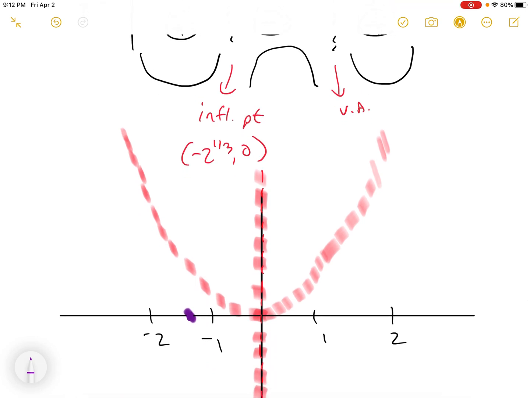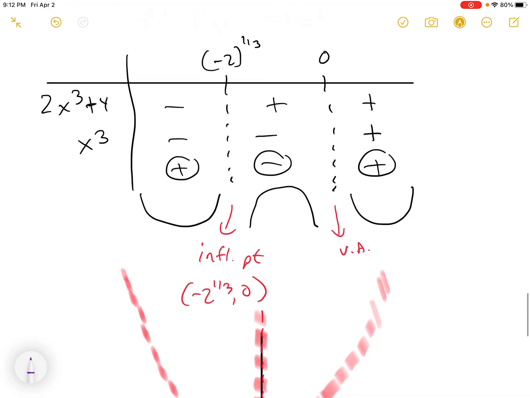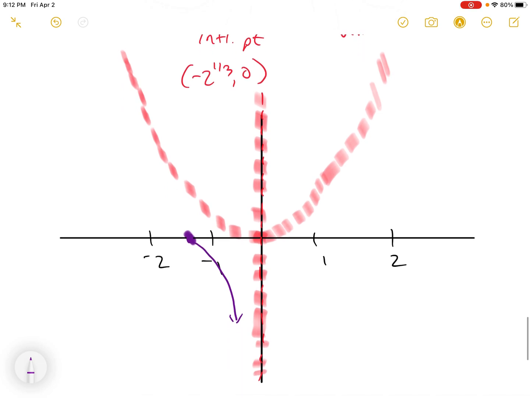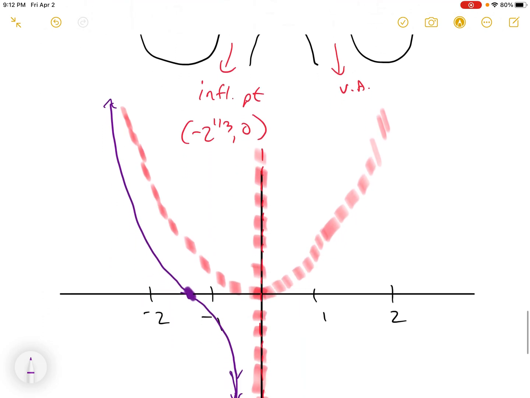So I know it goes like this. Because it's concave down from -2 to 1/3 to 0, okay. And then it's concave up. Oh, there we go. Concave up along here because it's following this asymptote. And then from 0 to infinity, it's concave up.